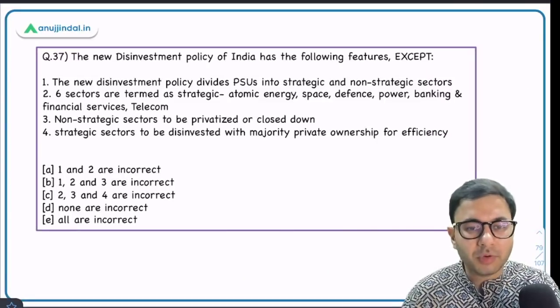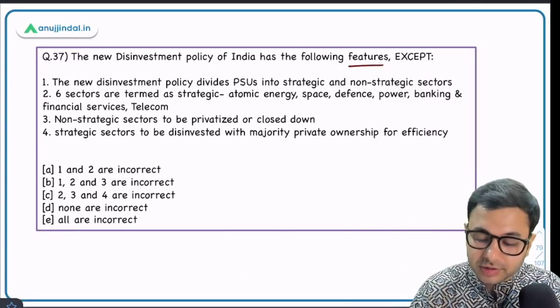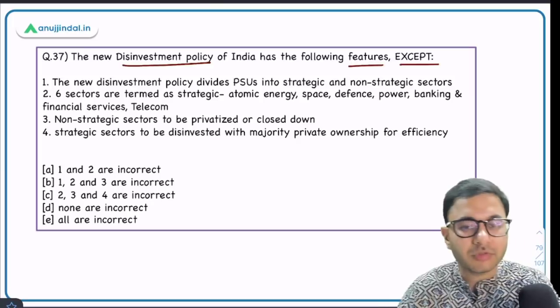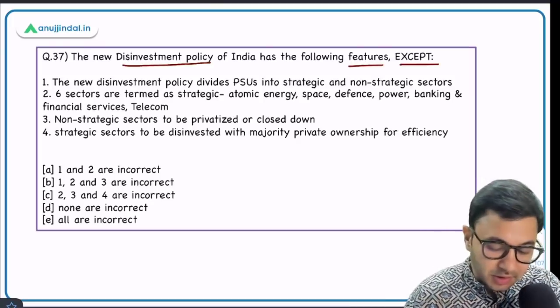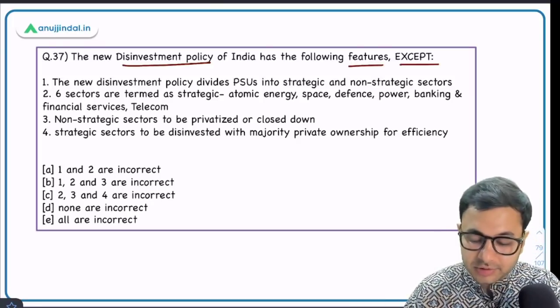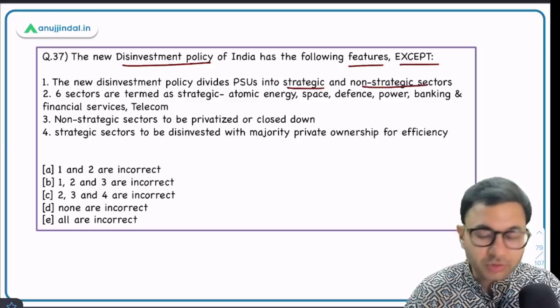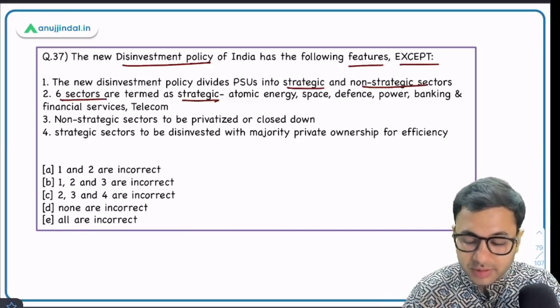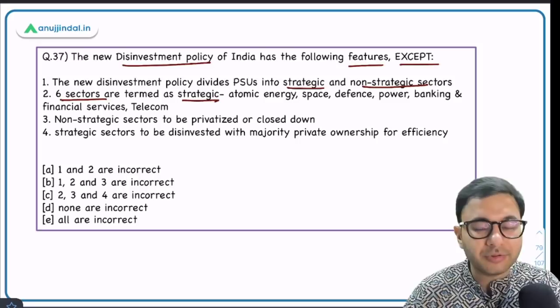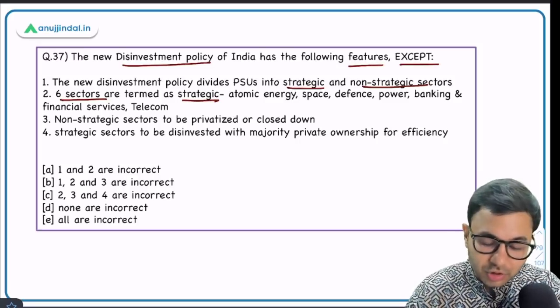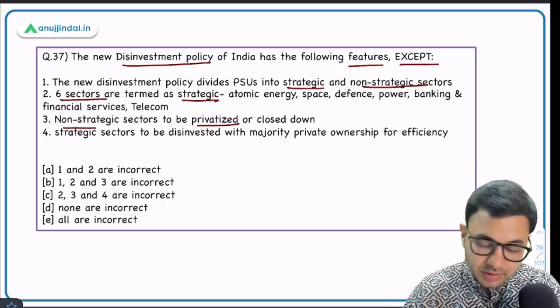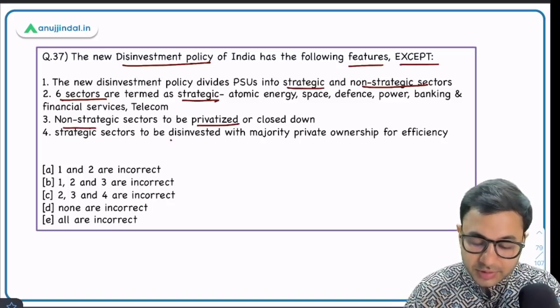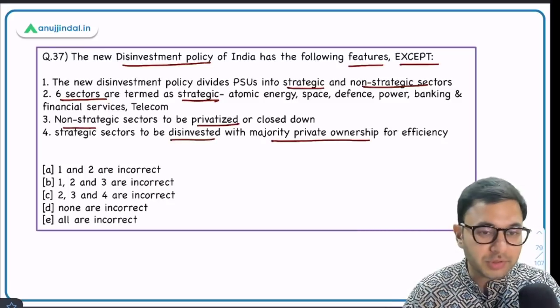The new disinvestment policy of India has the following features except. Disinvestment policy जो है उसके क्या क्या features हैं, except. The new disinvestment policy divides PSUs into strategic and non-strategic sectors. Six sectors are termed as strategic: atomic, space, defense, power, banking, financial services, telecom. Non-strategic sectors are to be privatized. Strategic sectors are to be disinvested with majority private ownership.